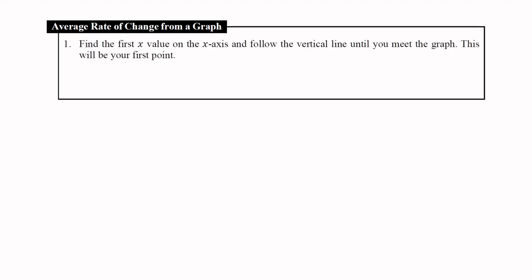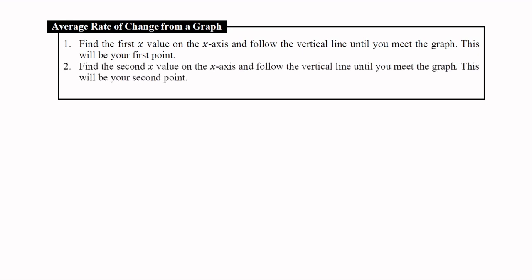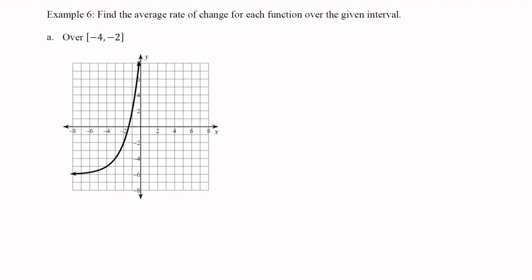For average rate of change from a graph, you're going to find the first x value on the x-axis, follow the vertical line until you meet the graph. This will be your first point. Do the same for your second x value to find your second point, and then plug your points into the average rate of change formula and simplify. So let's find the average rate of change over the given interval for these graphs.